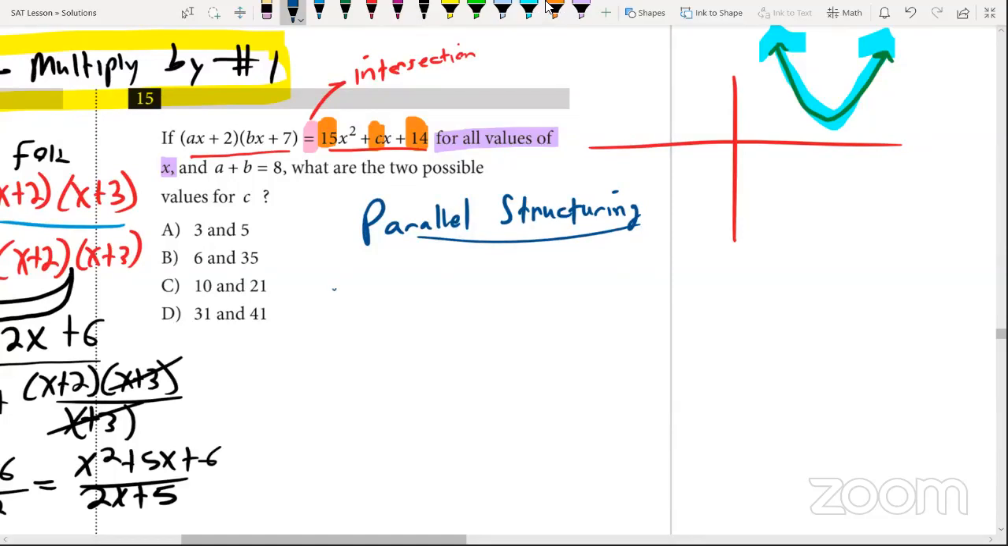First times first. So first times first, that's ax times bx. So that's abx squared. Outer times outer of the FOIL is ax times 7. So that's 7ax.